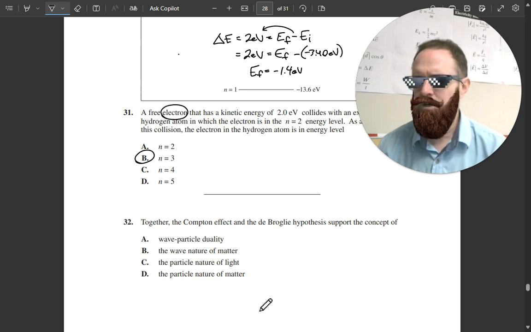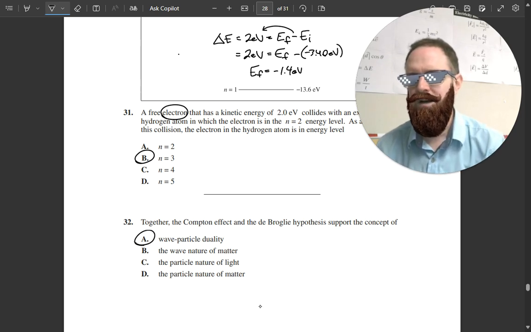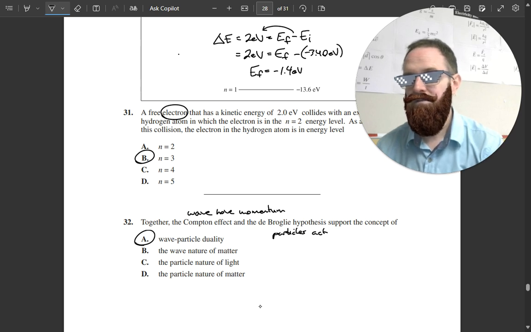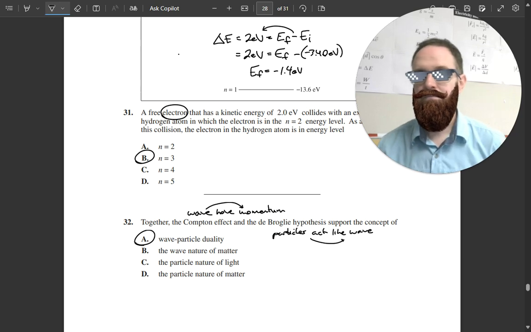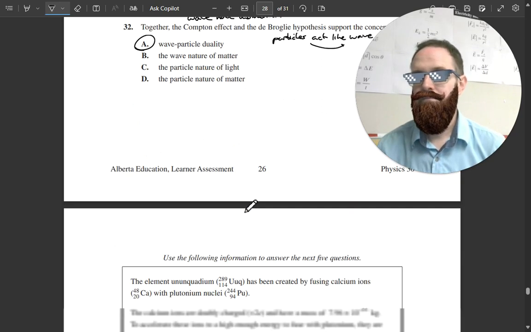Okay, Compton and de Broglie hypothesis, the wave-particle. Remember, Compton was talking about waves having momentum. De Broglie was saying things with momentum behave as waves, like particles act like waves. So like that way and then this way. So wave-particle duality. Cool, people.